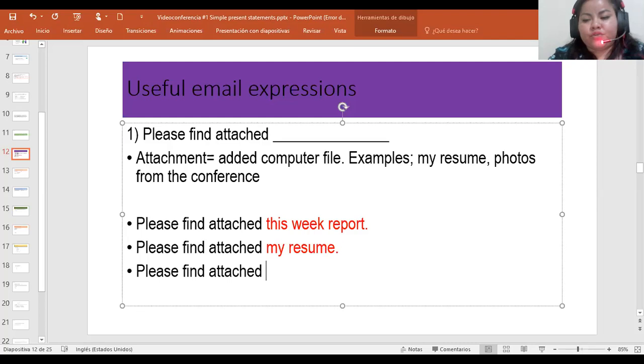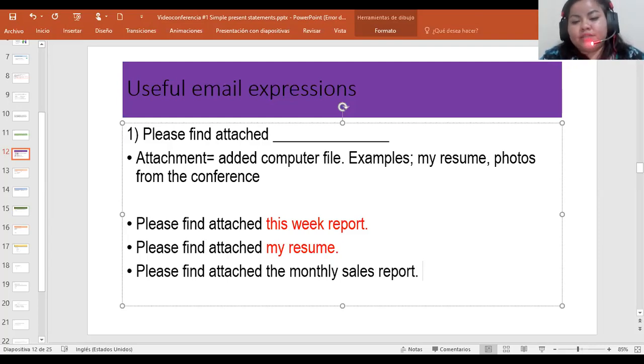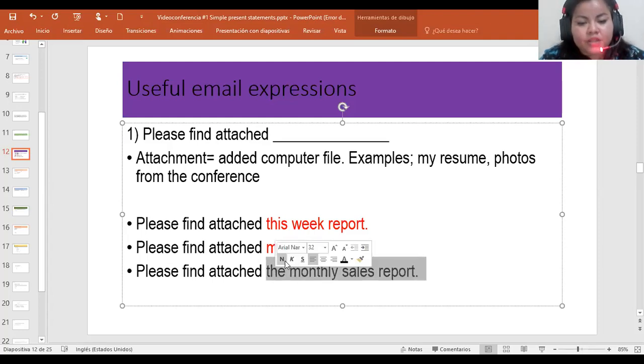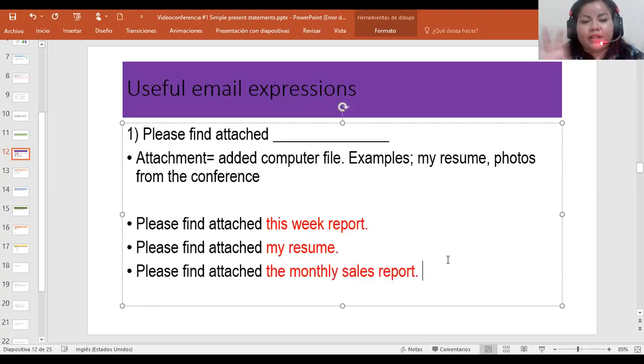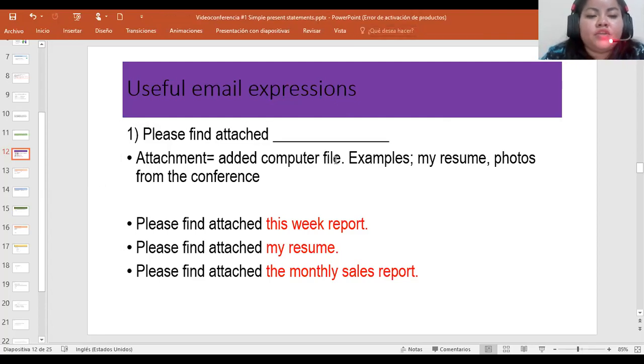So, what are the documents that you send to your bosses? Or what documents do you send through email? I send reports, student reports, I send scores. Report to sales. Please find attached the sales report. The monthly sales report. Very good. Look at this. This is the part that is going to change. ¿Entendemos esta parte? Yes? Okay. Did you take a screenshot? Okay, let's continue.